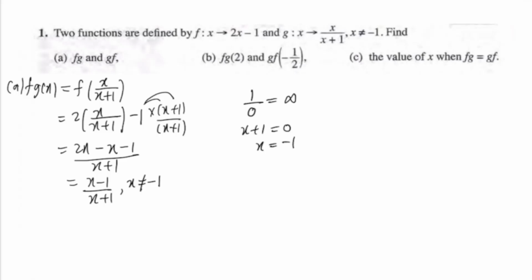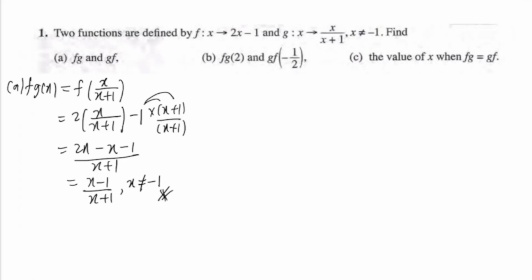If you put negative 1 inside here, what you will get is, for example, -1/(-1 + 1), you get -2/0, so the whole thing becomes undefined. So here we have to state what are the values of x for which the function is invalid. So we write here, you can take any x value except negative 1. Okay, that is your f(g(x)).